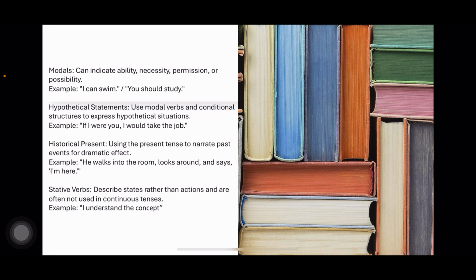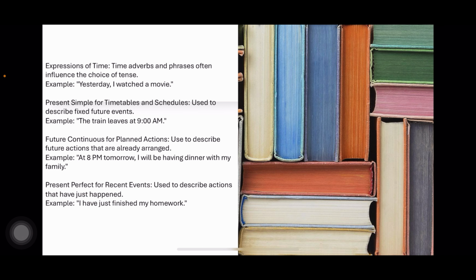Stative verbs describe states rather than actions and are often not used in continuous tenses. Example, I understand the concept. Expression of time. Time adverbs and phrases often influence the choice of tense. Yesterday, I watched a movie. Present simple for timetables and schedules, used to describe fixed future events. The train leaves at 9 a.m.